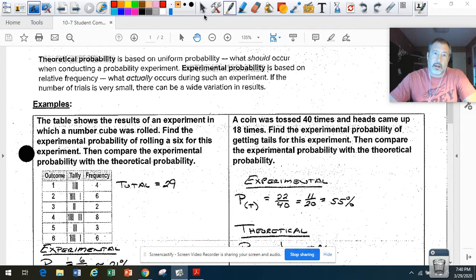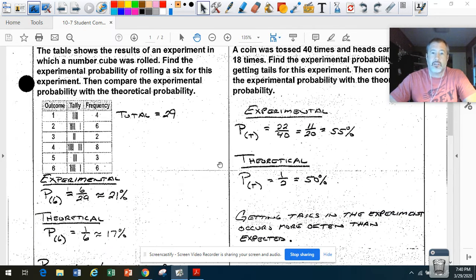In theory, we know there are 2 choices. There's either heads or tails. Tails is one of those choices. So that's why, for tails, there's a single chance of getting it out of a total of heads or tails, which is 2, which comes to be 50%. So it says here, getting tails in the experiment occurs more often than expected, because the expected is going to be 50%, when in reality, it's going to be 55%. That's what we did with our experiment.